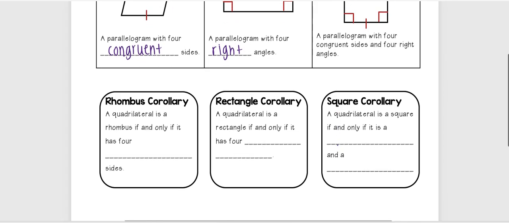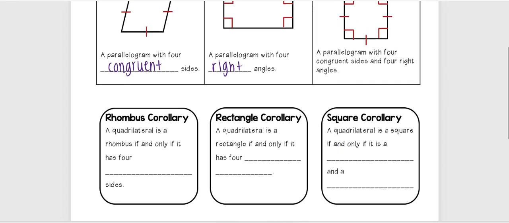And so we have some corollaries to show that a quadrilateral is a rhombus, a rectangle, or a square. For the rhombus corollary, it says a quadrilateral is a rhombus if and only if it has 4 congruent sides. So if I see a shape that has 4 congruent sides, or all sides are equal, I can automatically then say that it is a rhombus.